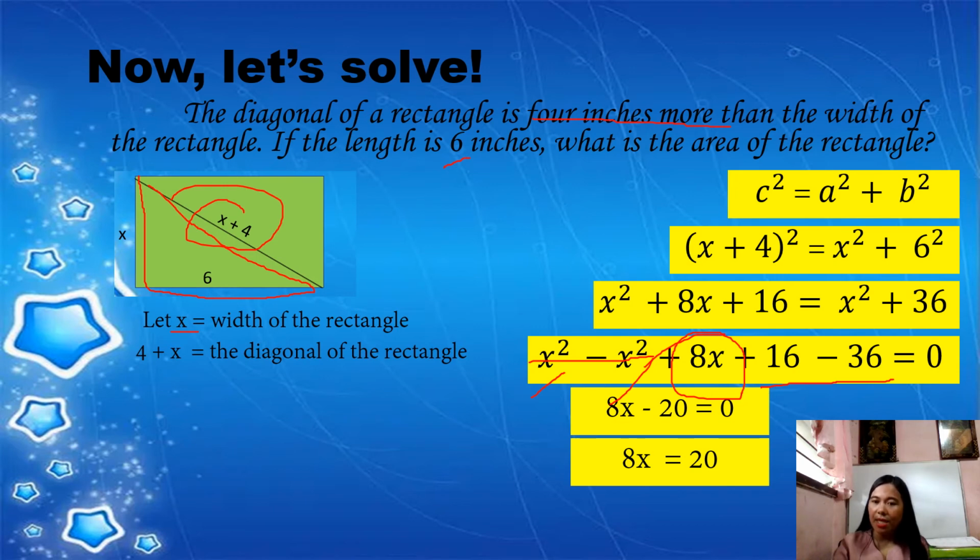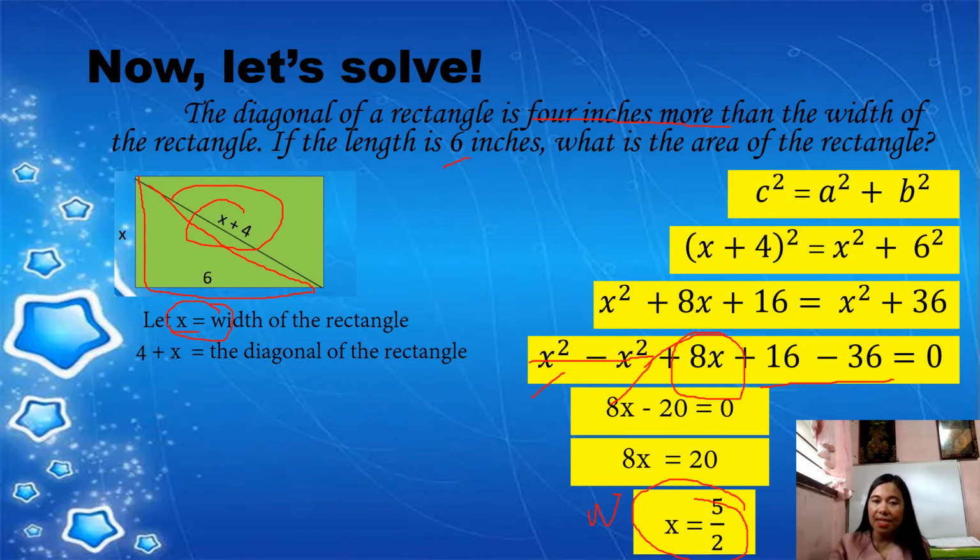Dividing both by 8, so we have 20 over 8. Now 20 over 8 can still be reduced to lowest terms, which is 5 over 2. So x is 5 halves. When we have here x as the width of the rectangle, therefore we now have the width of the rectangle as 5 over 2, or this is, I think, 2.5 inches.